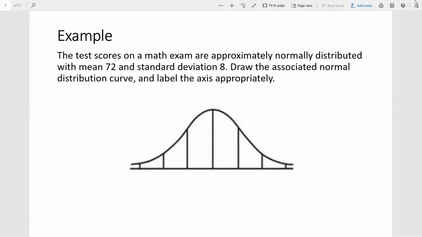Let's do an example here. The test scores on a math exam are approximately normally distributed with mean 72 and standard deviation of 8. Draw the associated normal distribution curve and label the axes appropriately. Well, the mean is 72. One standard deviation is 8 above it, and that would be 80. 2 standard deviations would be 88, and 3 standard deviations would be 96.